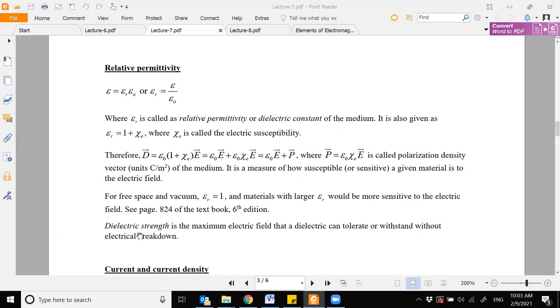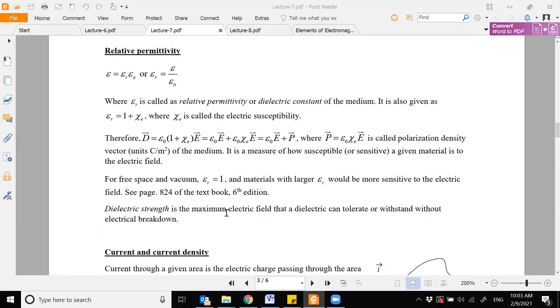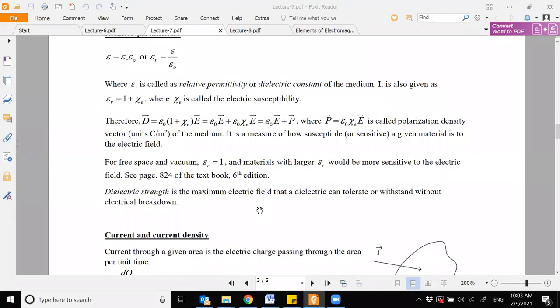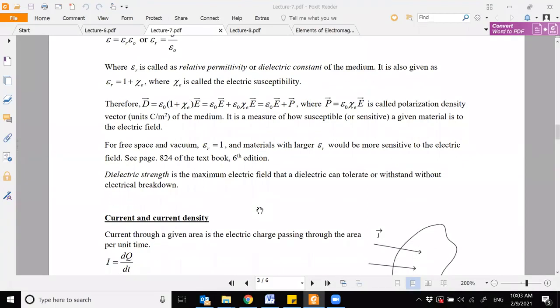And then we also talked about the dielectric strength, that is the maximum electric field that an insulator or a dielectric can tolerate without breakdown. Because once the electrons which are tightly bound with the nucleus are gone, that means the dielectric material will no longer be holding the dielectric properties, and it will become a conductor. Okay, so this is all what we did in the last class.